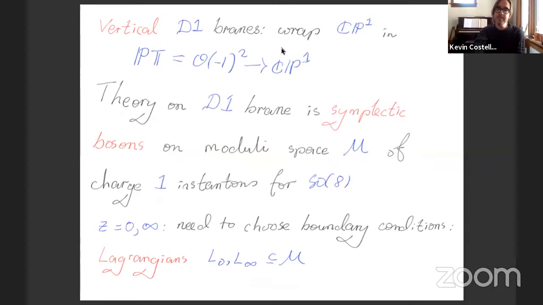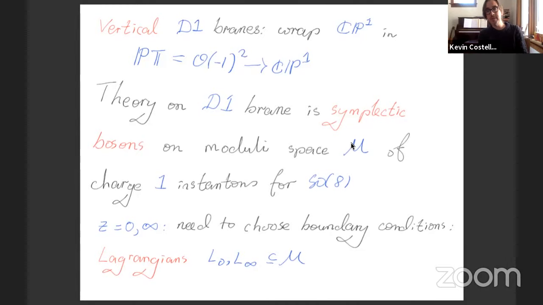How does this work? We can insert a D1 brane in this topological string theory. Let's take a D1 brane, which I call vertical. That means it wraps the CP1 twistor fiber. Well, the theory on the D1 brane, if you calculate it, turns out to be the symplectic bosons on this holomorphic symplectic manifold M, which can be described either as the minimal nilpotent orbit of SO8 or the space of charge 1 instantons for SO8.